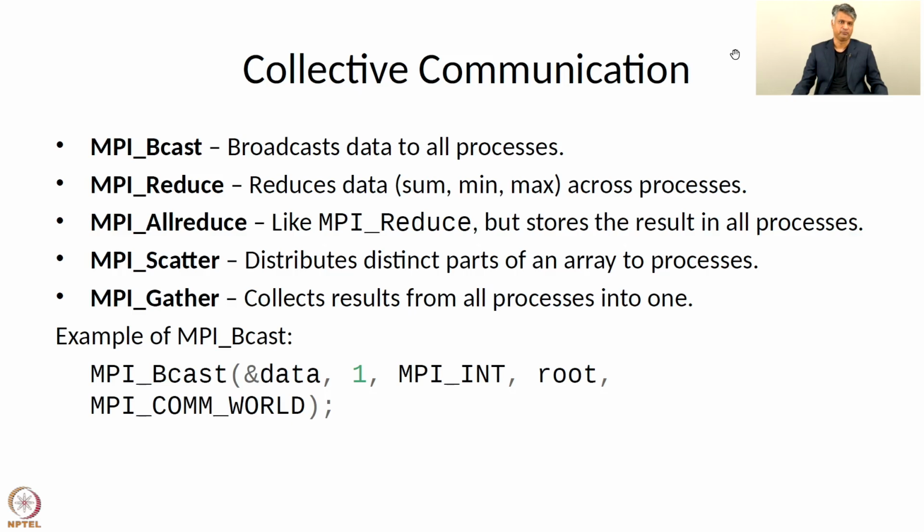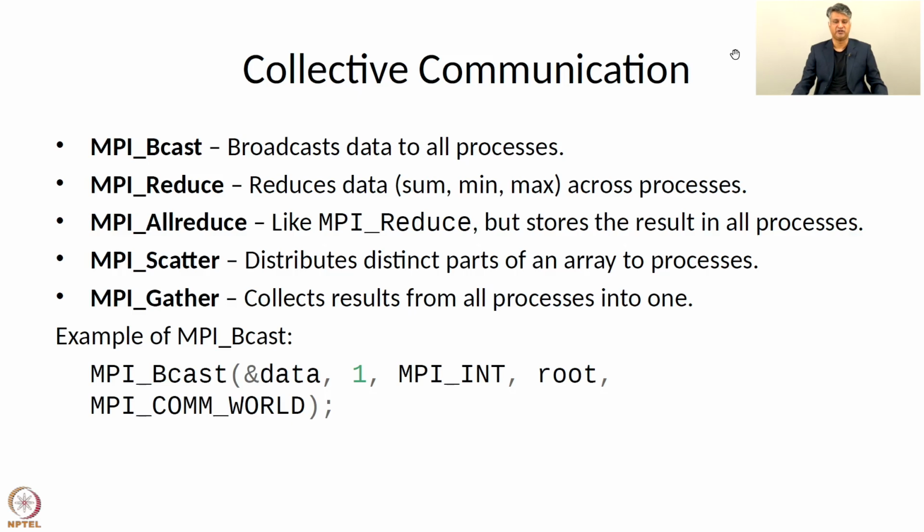to everybody. You have the MPI reduce function, which reduces the data using operators such as sum, product, minimum, maximum across different processes. You also have MPI all reduce, which works like MPI reduce but stores the result of this data in all processes. MPI reduce will do the reduction only in one process.